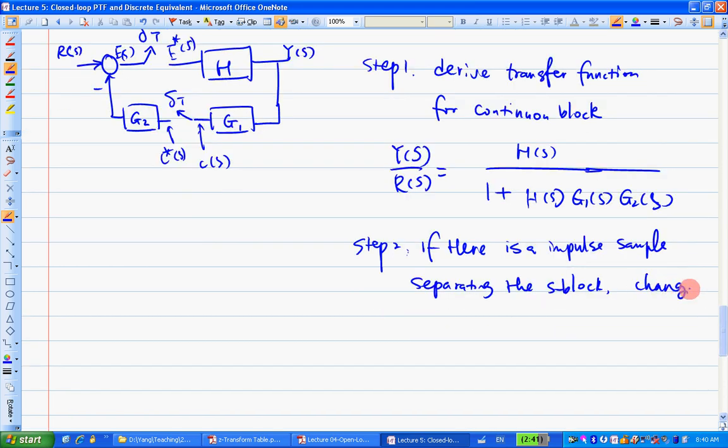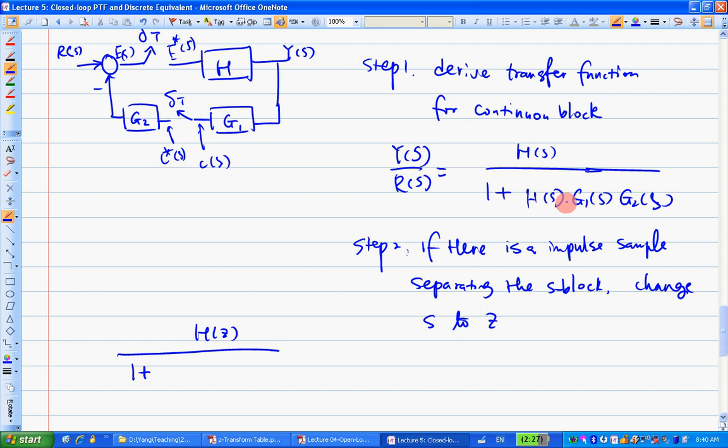Change this S to Z. Okay, change S to Z. So let's say, using the rule here, that means my H of S. You've got to be careful here, okay? I'm going to only change this H of S to H of Z, but not the bottom one here. So basically, this H of S becomes H of Z there.